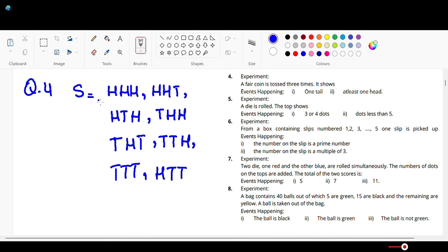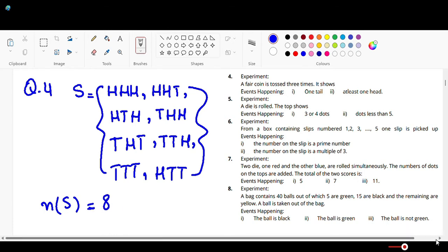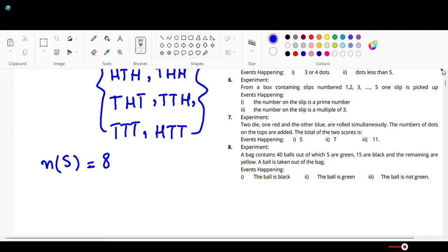So this is our sample set. Those brackets just do not look good. Anyway, I think I got a better hang of it now. So we have 8 options, right? 1, 2, 3, 4, 5, 6, 7, 8. So there are 8 possibilities total. So n of S will be equal to 8, right? Yes.